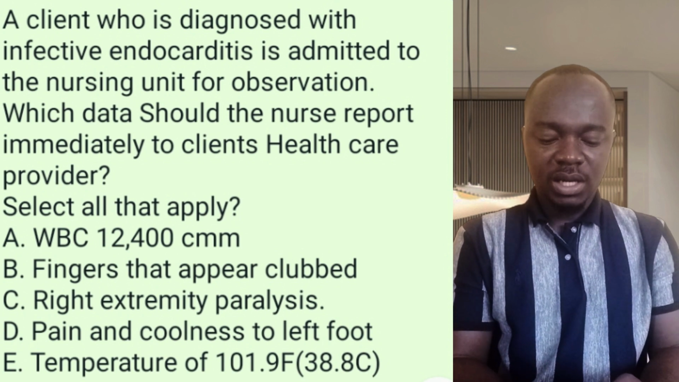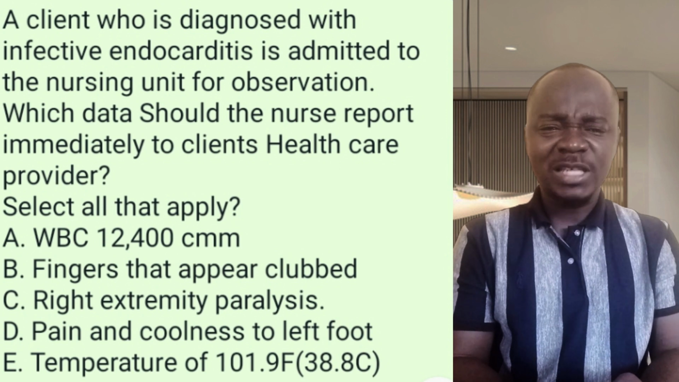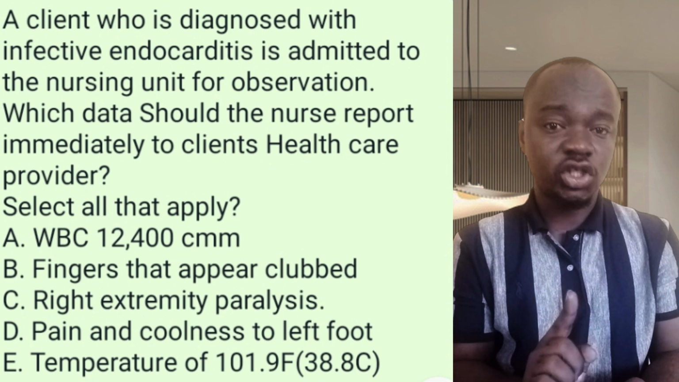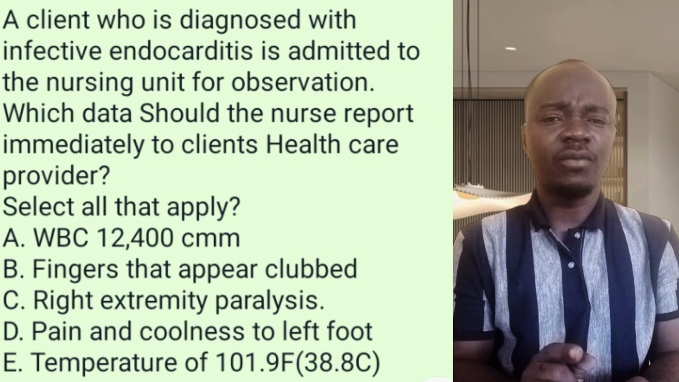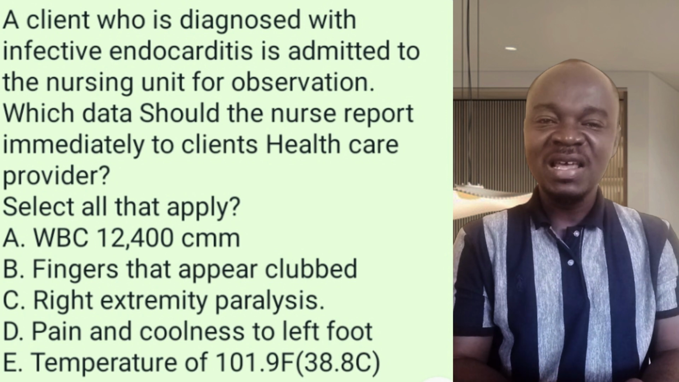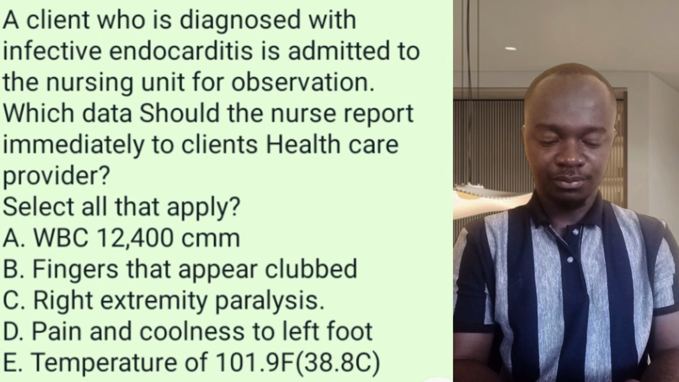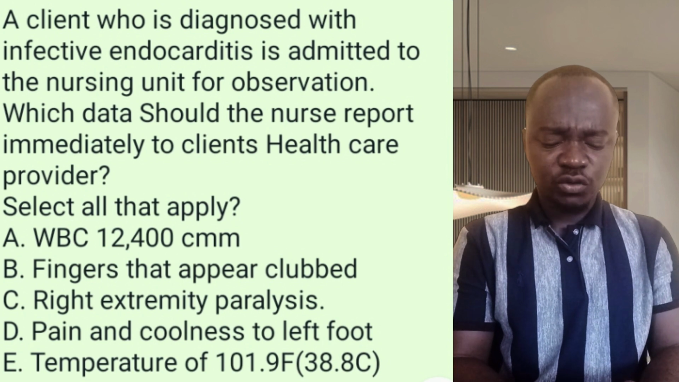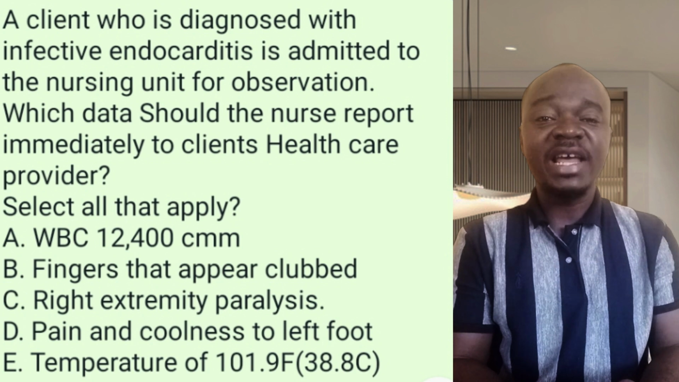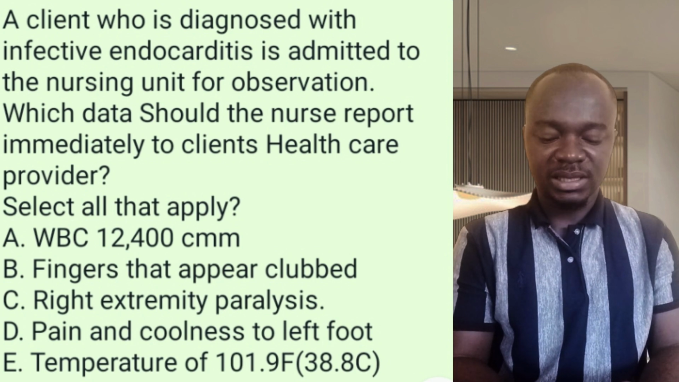Okay. Now, then option C or 3, right extremity paralysis. Is paralysis part of endocarditis? There is something fishy. Then this is not part of it, so we need to further investigate. Take note of that. All right, so right extremity paralysis, we need to report to the healthcare provider, because it's not an expected finding in this particular condition called endocarditis.